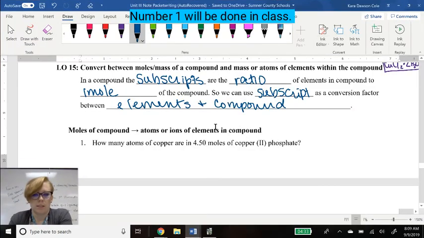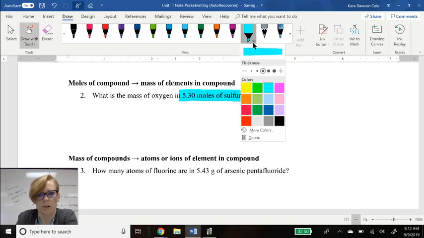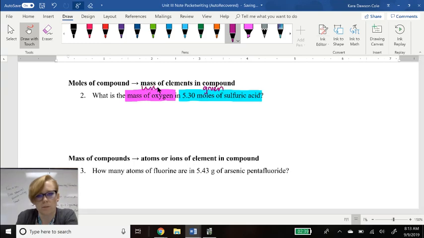So the best thing to do with this is to just look at a couple of problems. We are given 5.30 moles of sulfuric acid, and our unknown, the thing we are looking for, is the mass of just the oxygen. So this is my given, this is my unknown.